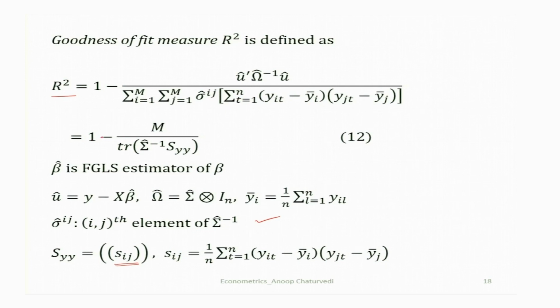So, actually you get 1 minus, then omega hat is equal to sigma hat Kronecker product I n, and sigma hat is defined on the basis of this u hat, and actually you obtain m here. If you take u hat transpose omega hat inverse u hat, then you get m, divided by, in the denominator, trace of sigma hat inverse S y y, we get S y y if we use this relation. So, we get this expression for R square.